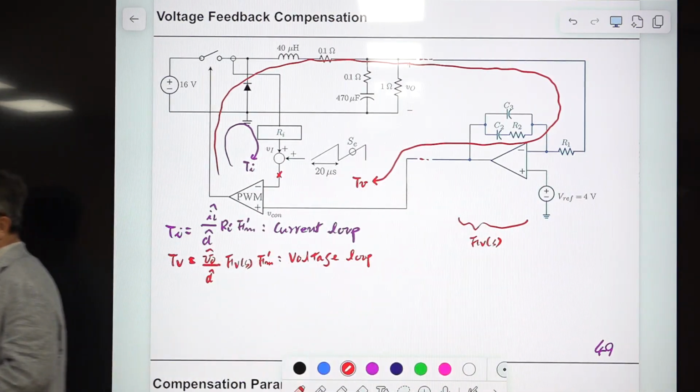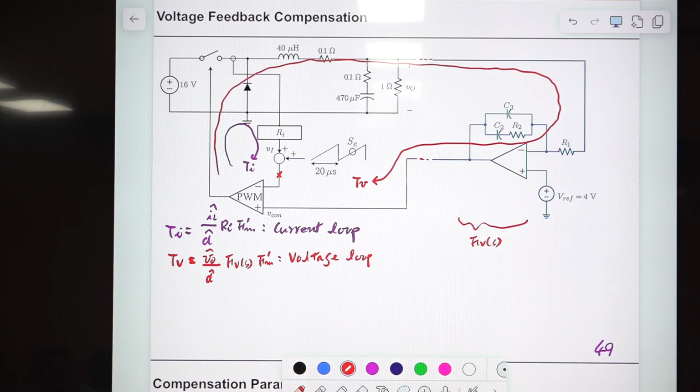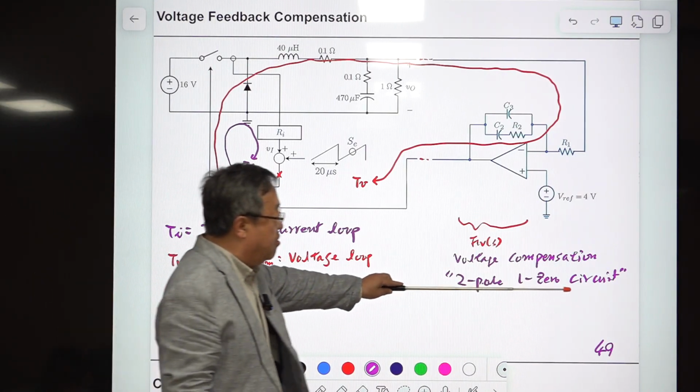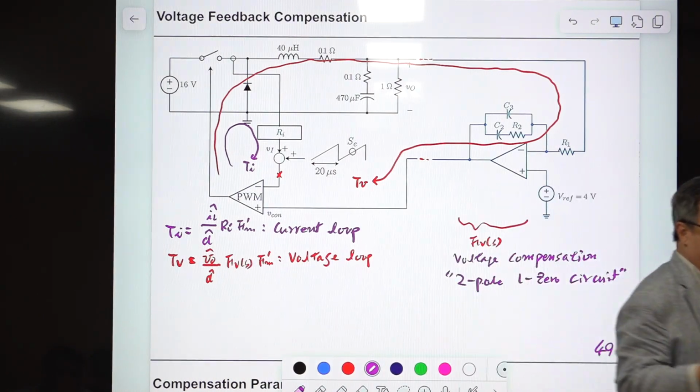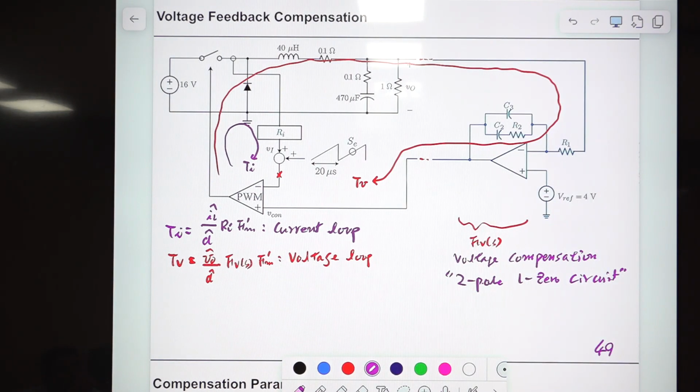Two-pole 1-0 circuit. So this is called voltage compensation, and in particular this is a two-pole 1-0 circuit. Okay, so previously we discussed why we need this structure. Okay, and the location of this, that kind of thing was already discussed. All right, so now we are taking a look at this.